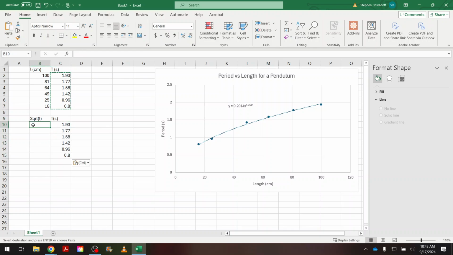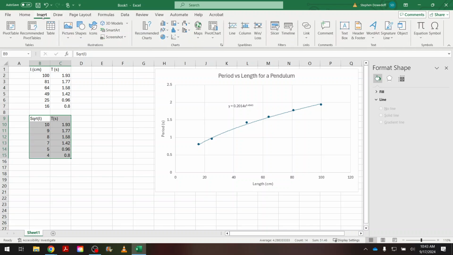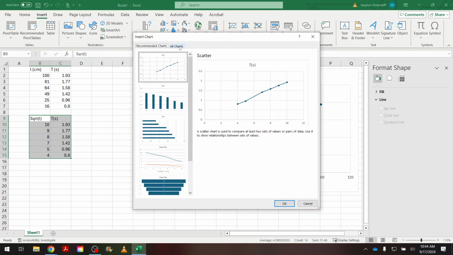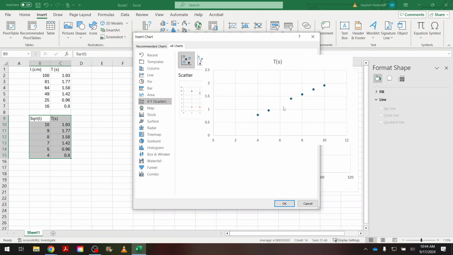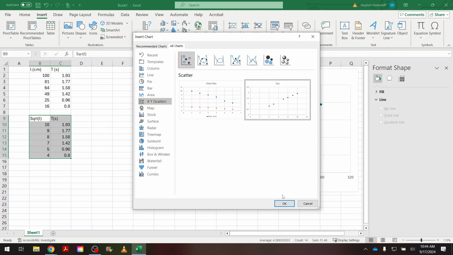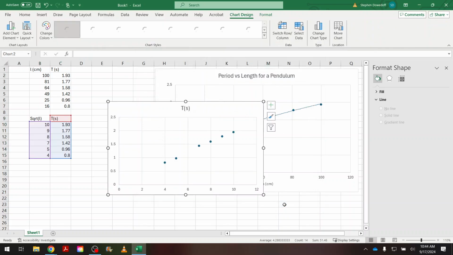And the square root of the lengths are 10, 9, which I could get the computer to calculate for me, but it's easy enough to do this, 5 and 4. I'm going to do another one. I'll grab this data. I'm going to go insert, recommended chart, over to all charts, down to XY scatter, and I'm going to pick this one because I want those two variables to be related to each other.